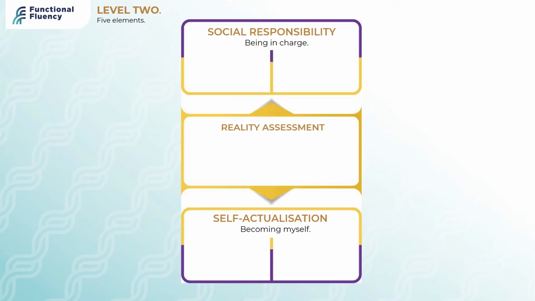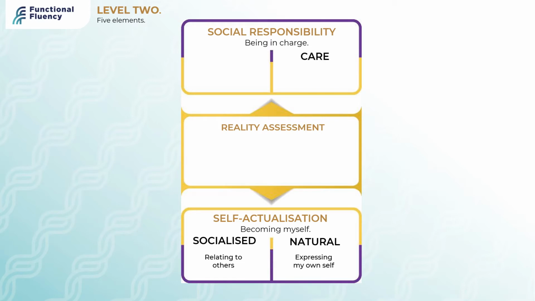At level 2, we can see that self-actualization, or being an individual, has been divided into 2, and social responsibility, or being in charge, has also been divided into 2. In self-actualization, this is divided between showing our natural selves, expressing our own selves, and socialized behaviour, ways that we've learned to relate to others.